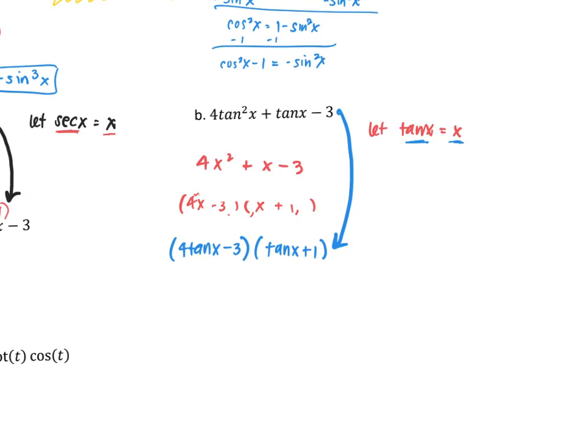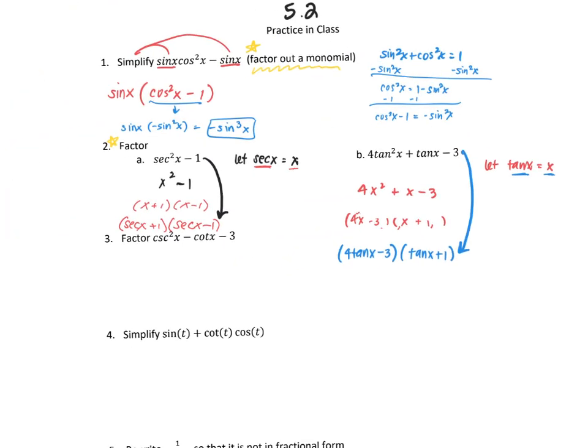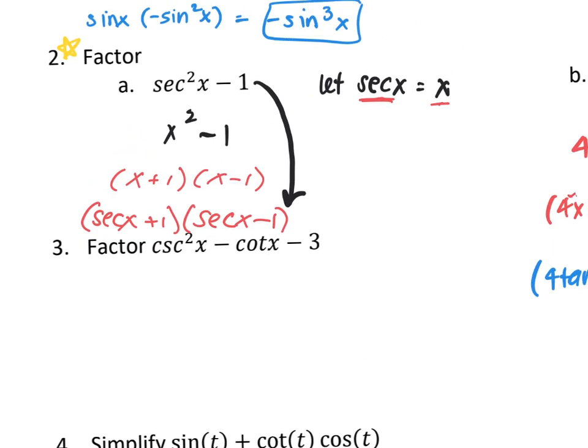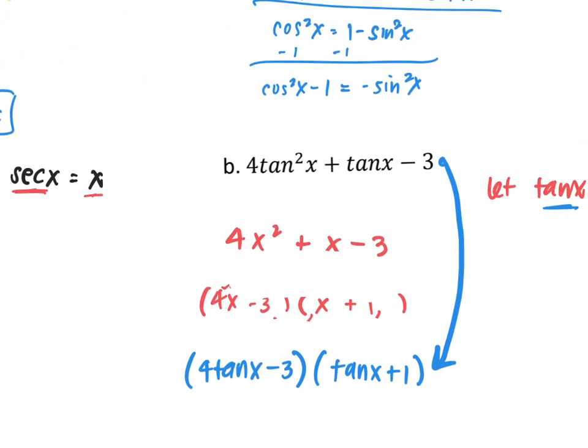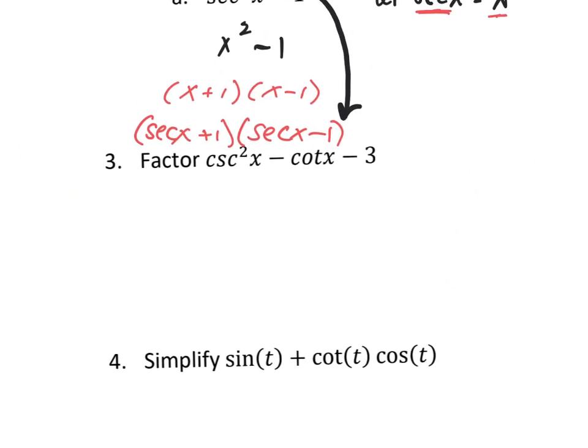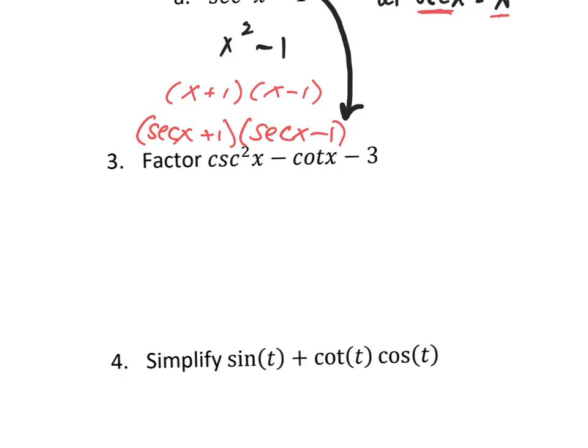All right, number 3. Factor, again, cosecant squared minus cotangent x minus 3. All right, so this one is a little different because in the other factoring ones, or at least B, I had tangent squared and tangent. Okay, it was the same trig function, but now these two are different trig functions, so I don't really know how to factor different terms that do not have the same trig function. So I'm going to see if there's any way to make them into the same trig function.